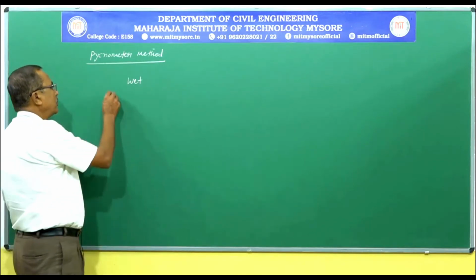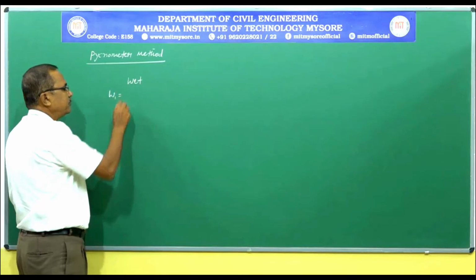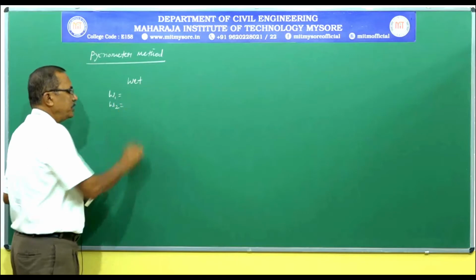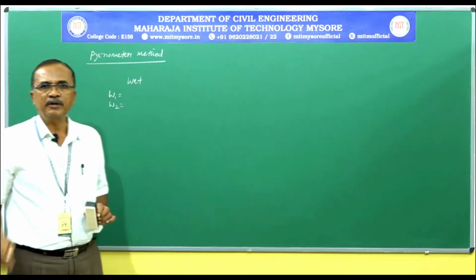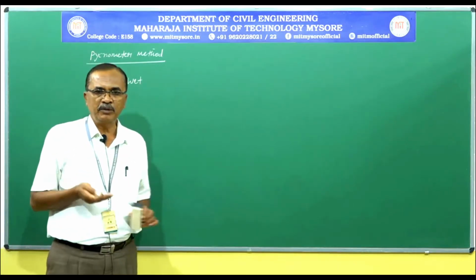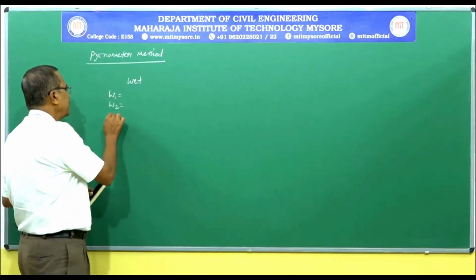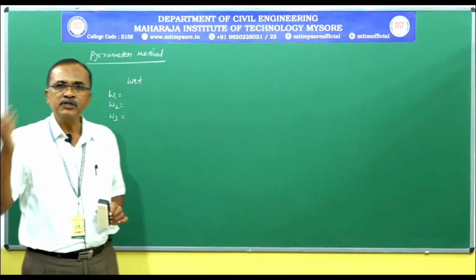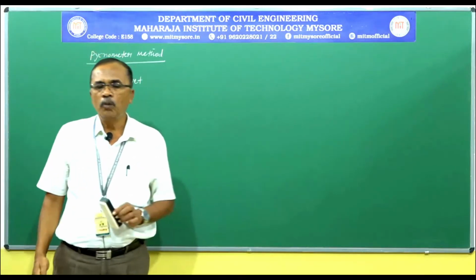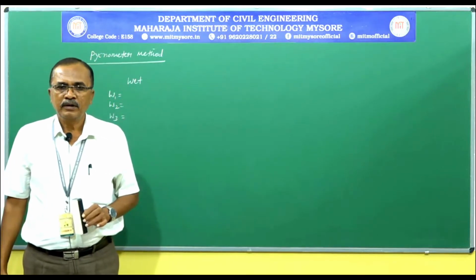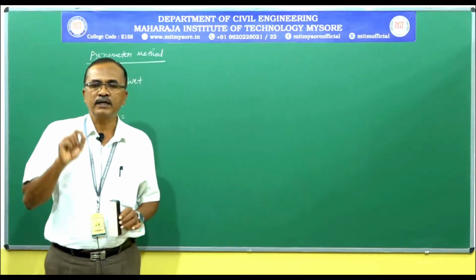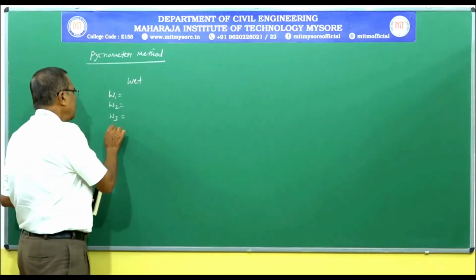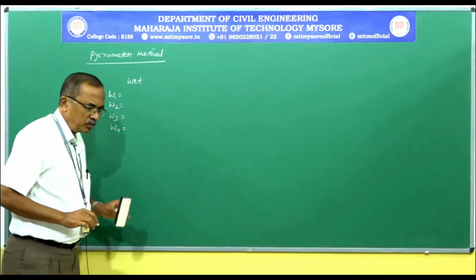So the observations are: W1 is the weight of the empty pycnometer, W2 is the weight of pycnometer and wet soil, approximately up to a height of 1/3 of the pycnometer height. Then W3 is the weight of pycnometer plus soil plus water up to the top of the pycnometer. Here again we should make sure that all the entrapped air is removed. Lastly, W4 is the weight of pycnometer plus water.